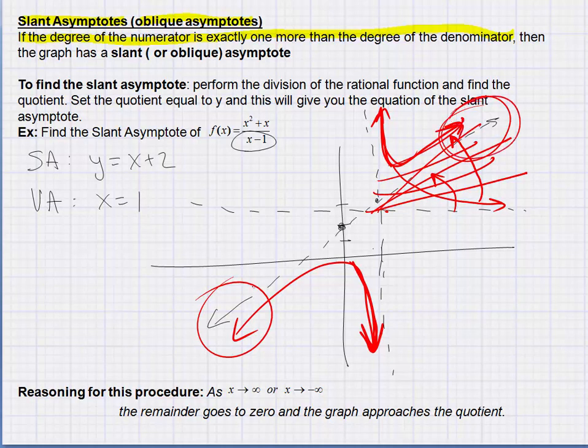So really, what happened with the horizontal asymptote is the same thing that's happening with the slant asymptote. On the ends you have to approach it, but now it's a slanted line instead of a horizontal line. Again, this asymptote doesn't occur very often, but you should still know how to find it and when it would occur. It's all about the degrees of the numerator and denominator.